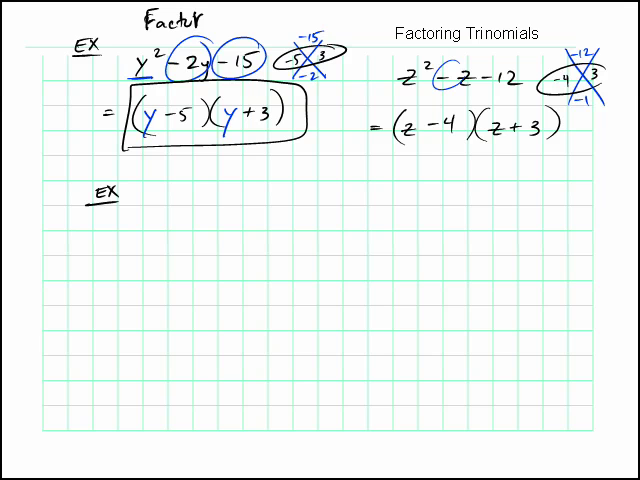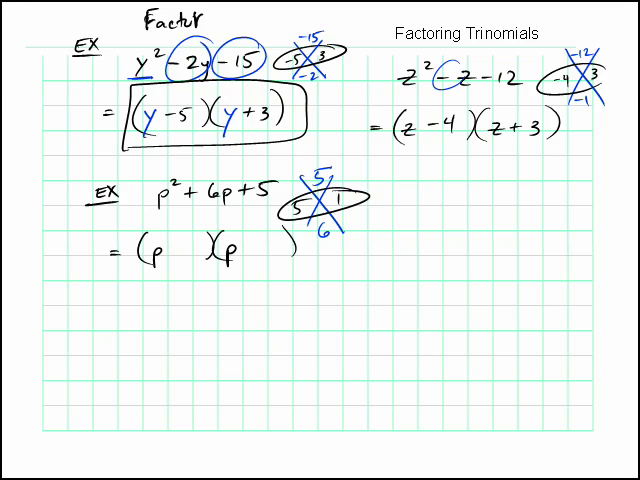Here's some more. p squared plus 6p plus 5. p times p. Okay, I'm looking for two numbers that multiply to 5 but add up to 6. The two numbers that multiply to 5 but add up to 6 are 5 and 1. So I put a plus 5 there and a plus 1 there, and it's factored again.